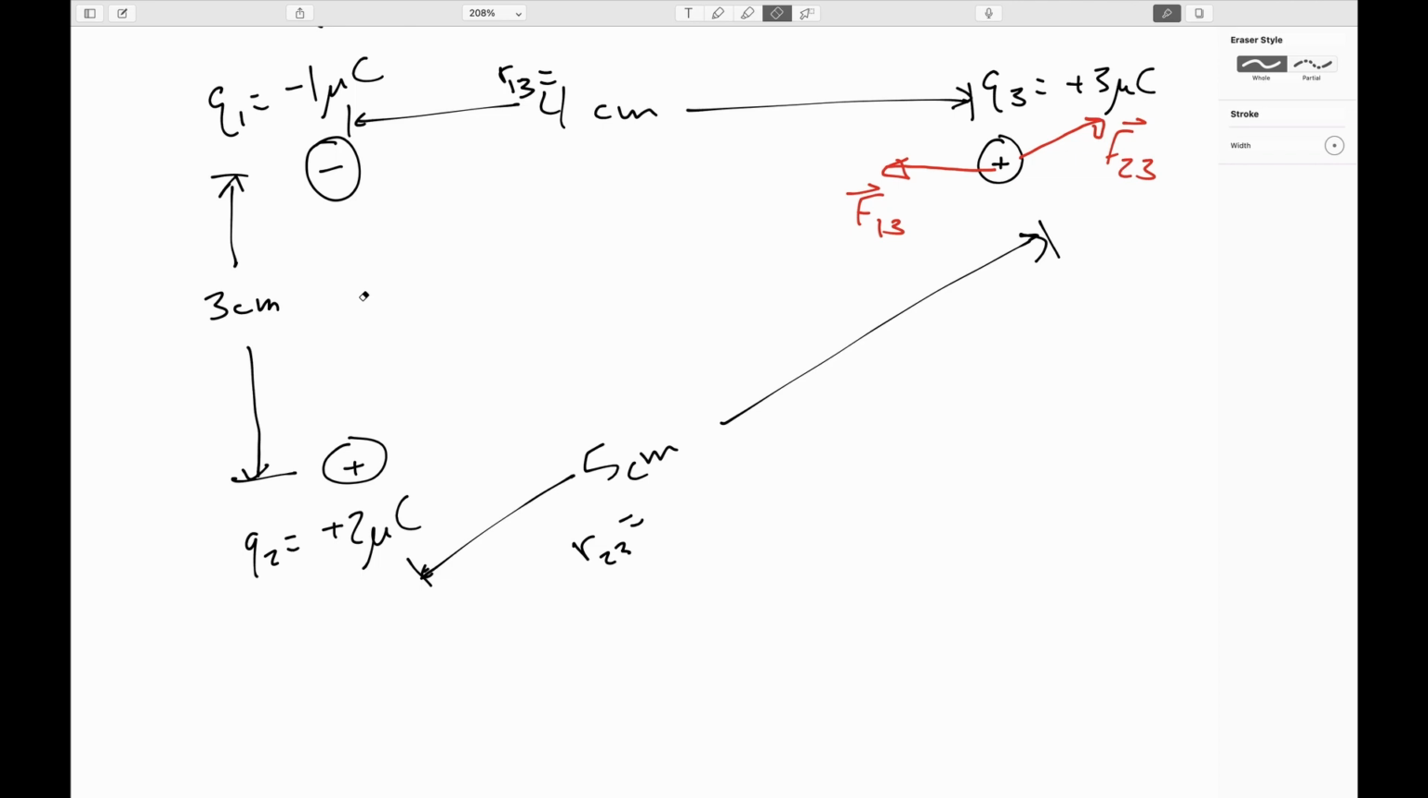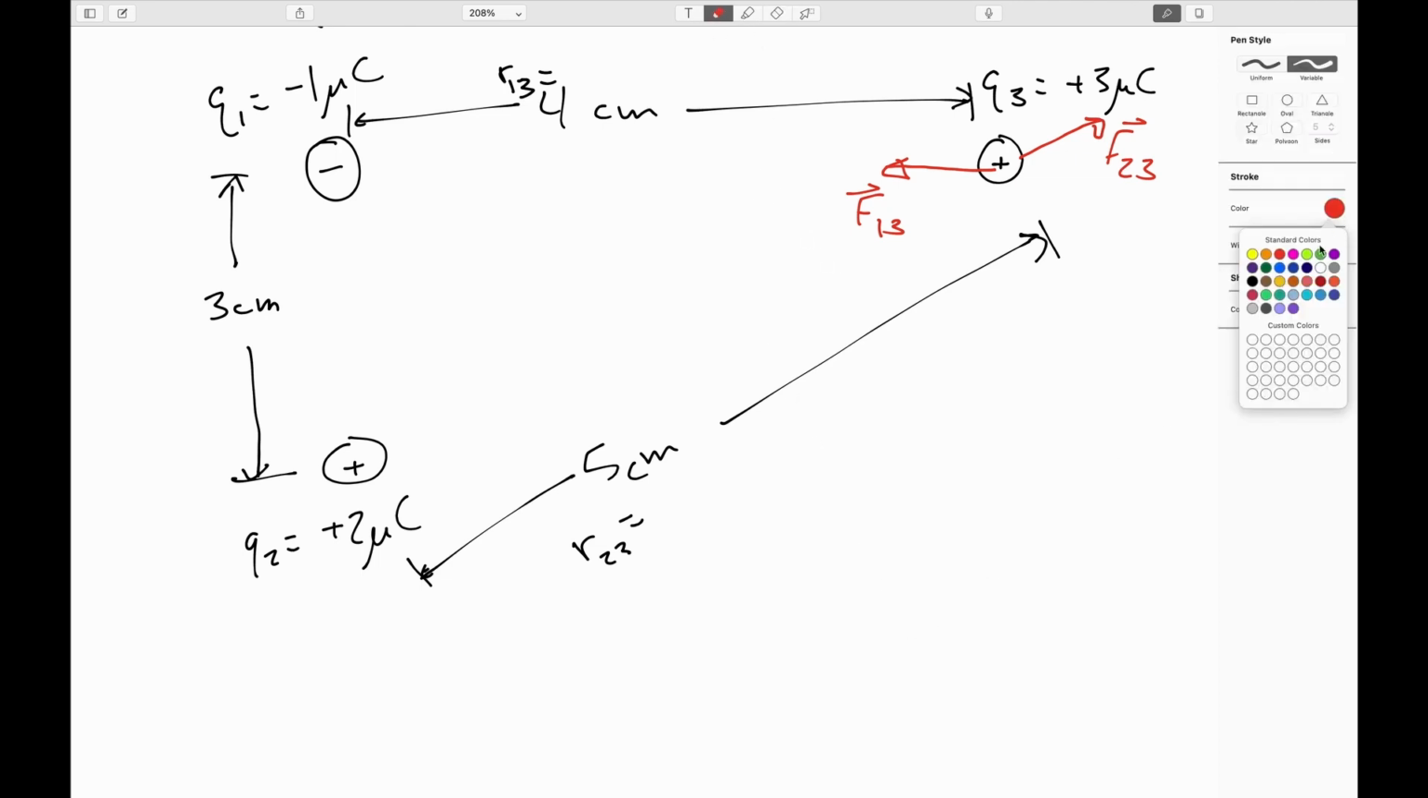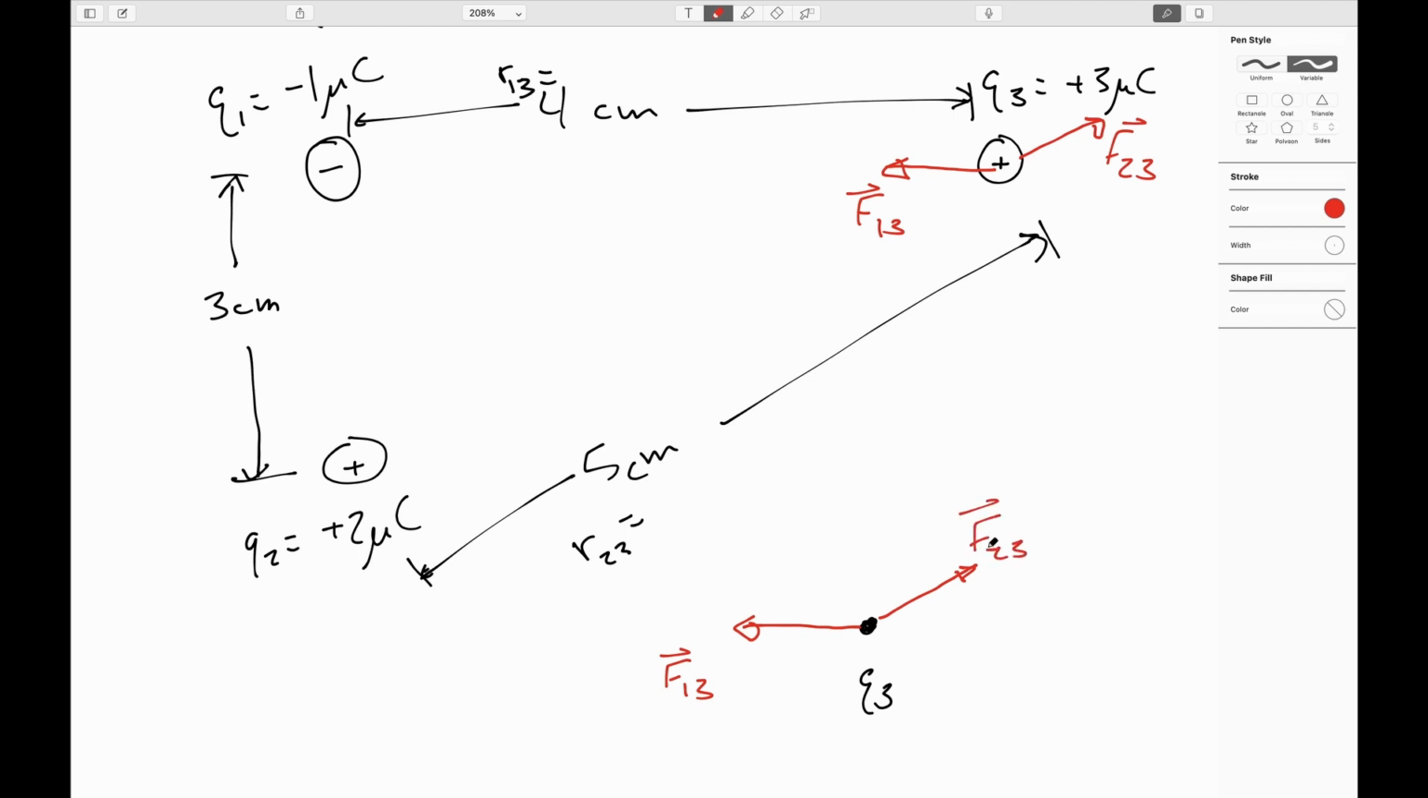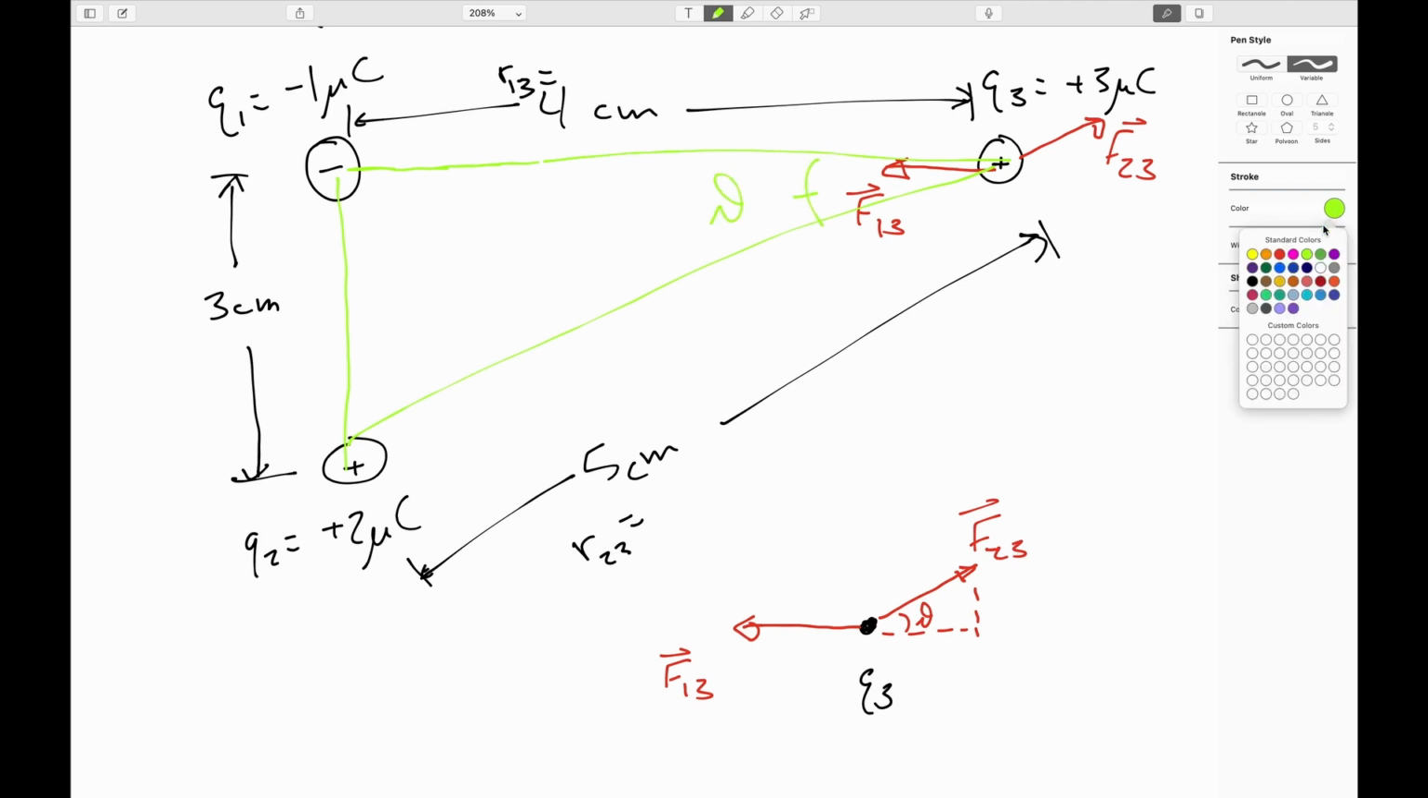So let's transfer these forces onto a free body diagram. So we'll draw a dot here for my system, which is Q3. And then we'll just go ahead and draw in our force arrows. So this is my F13. That is my F23, like that. And we're going to need to note this angle here. We'll call it theta, which is also, if we were to draw out this triangle right here, that's also this angle theta right there.